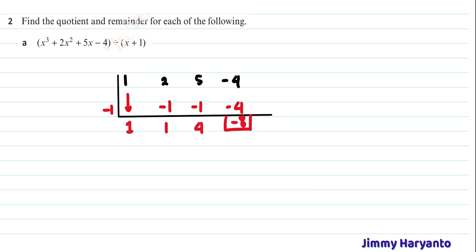So the question wants you to find the quotient and remainder. The quotient will be x squared plus x plus 4, and the remainder is negative 8.